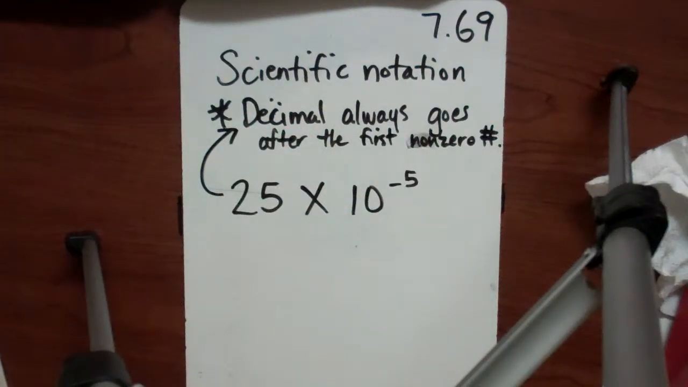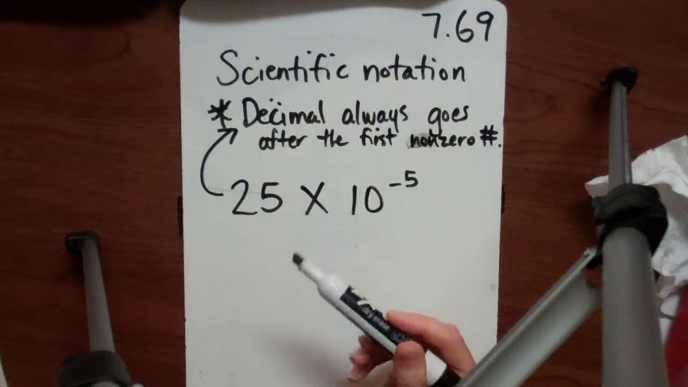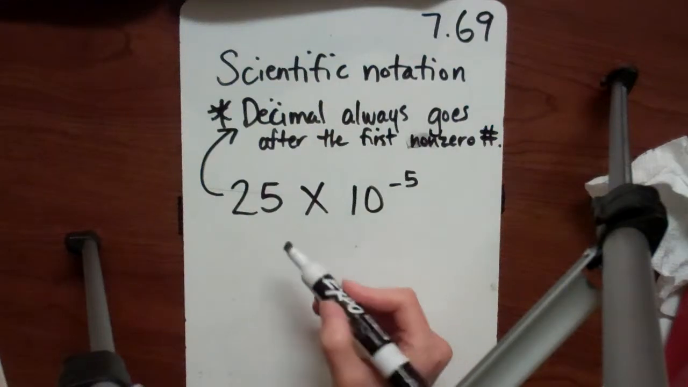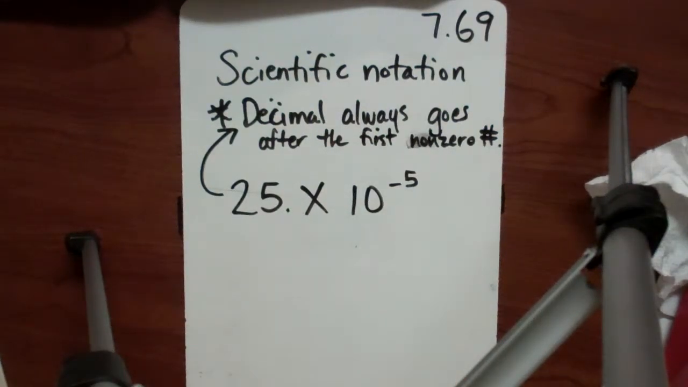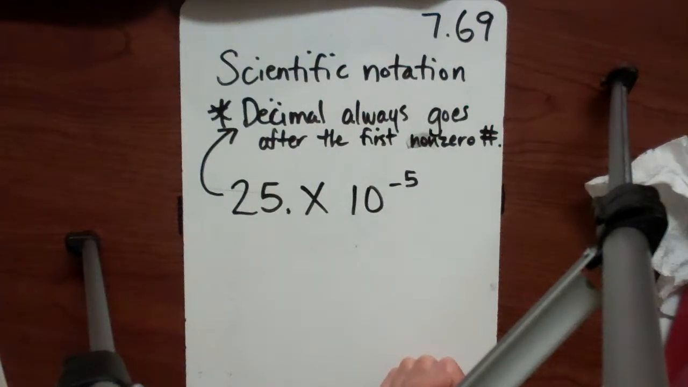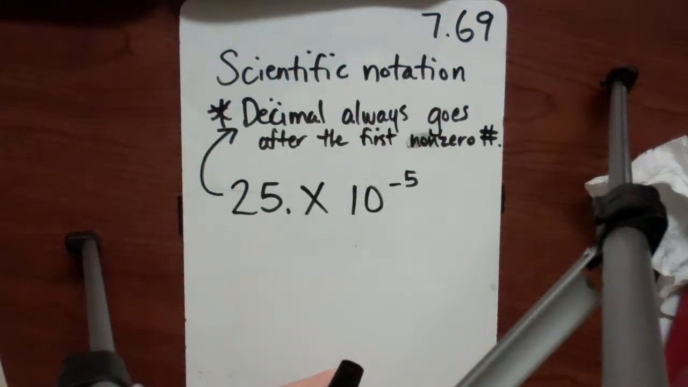This is the problem. The decimal always should go after the first non-zero number. And right now, even though you can't see a decimal, where is it? Hopefully you remember that at the end of every number, there's a decimal. But that's wrong. Because where is the decimal supposed to be? It's supposed to be here, after the first non-zero number.